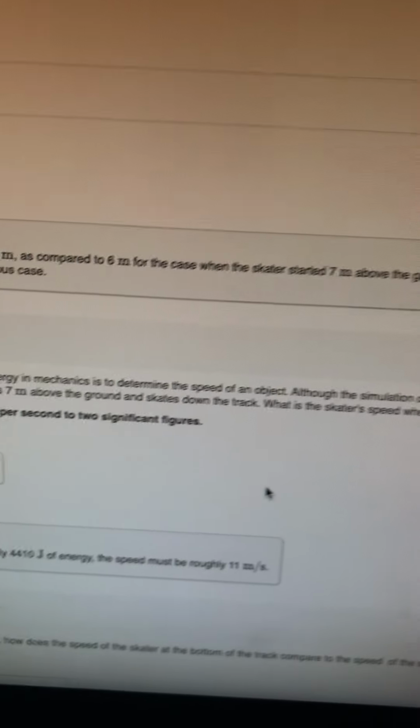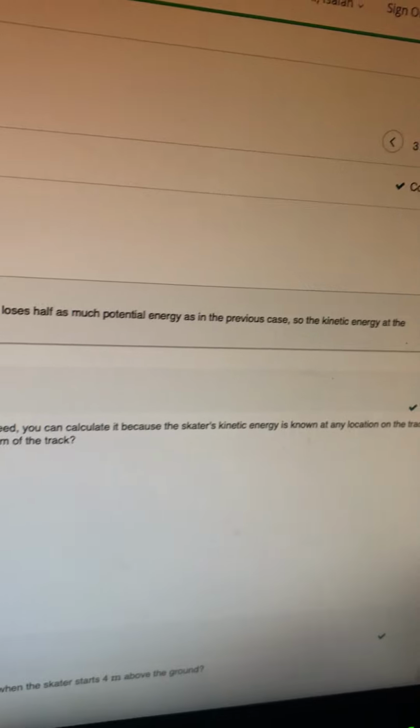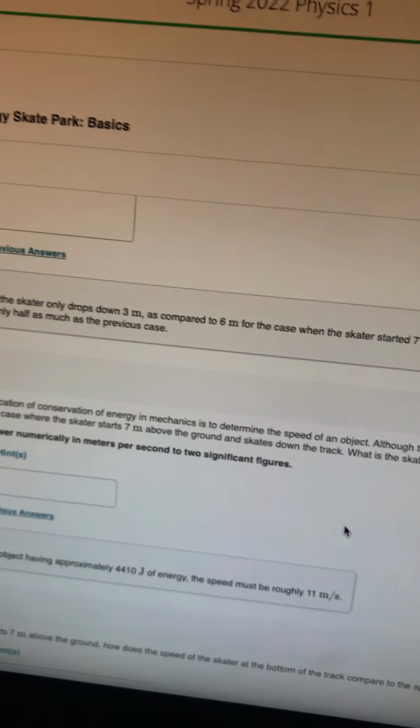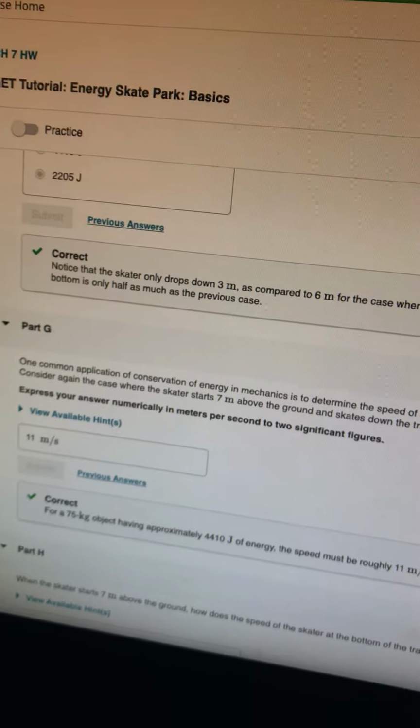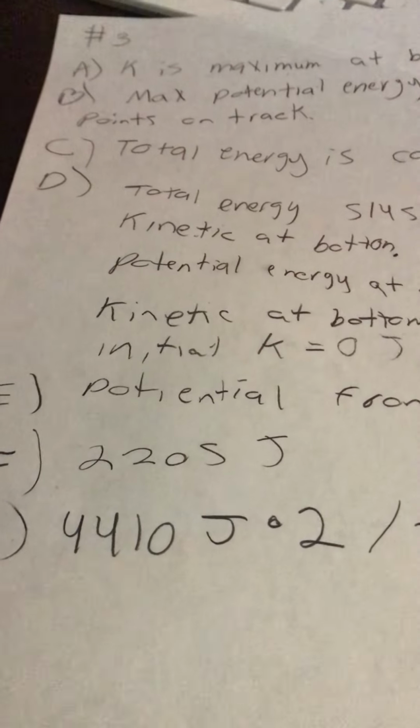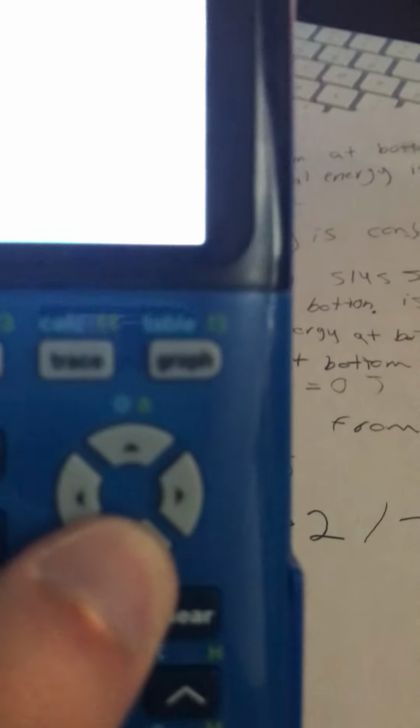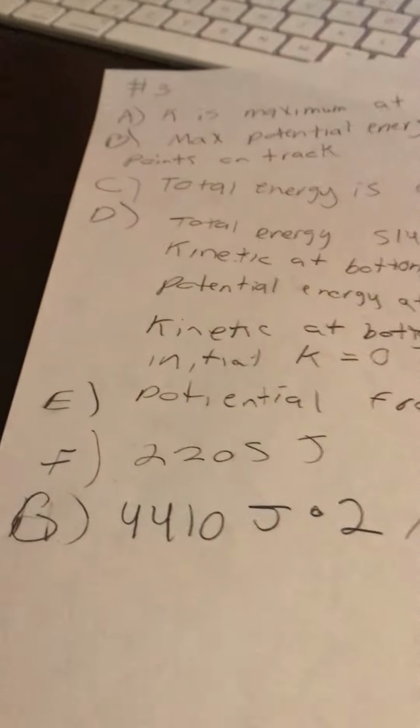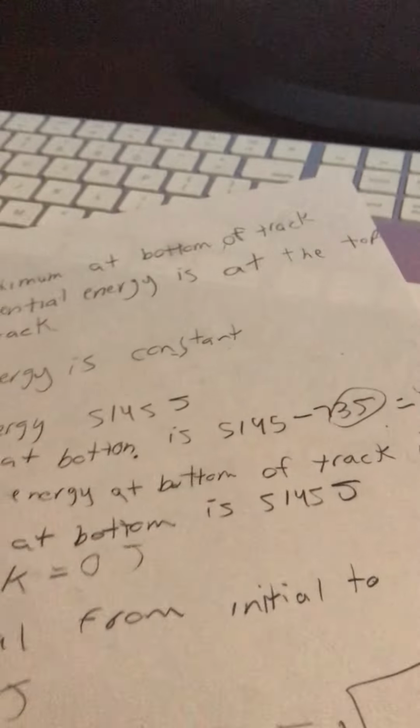So over here, in problem G, you're given the height above the ground at the bottom of the track, and 75 kilograms. So following this equation again, you divide and get a value, then you take the square root of that value. So we're going to do that. I'm going to get my calculator here. So you have 4410 times 2 divided by 75, and you get 117.6.